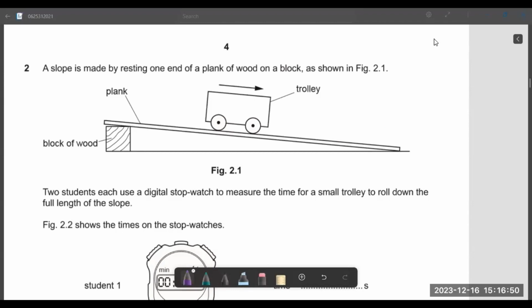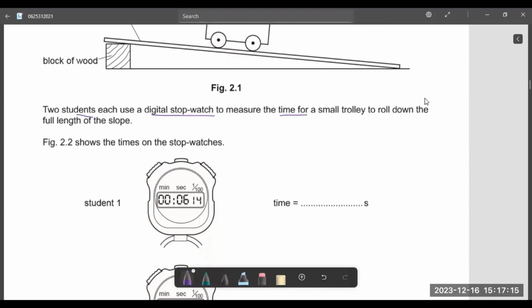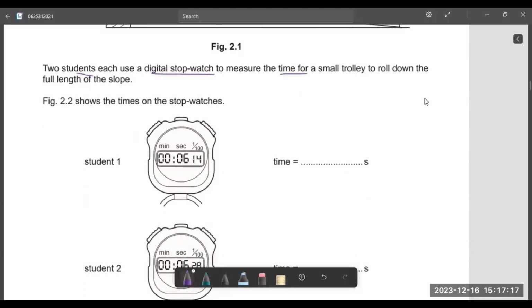Question number 2. A slope is made by resting one end of a plank of wood on a block as shown in figure 2.1. Here we can see a block of wood, a plank is there, a trolley is there. Two students each use a digital stopwatch to measure the time for a small trolley to roll down the full length of the slope. Figure 2.2 shows the times on the stopwatches. So student 1, we can see here minute second, that is here it is 6.14 seconds.